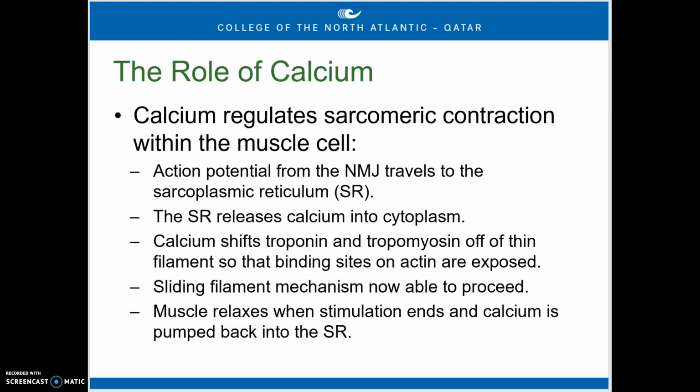So once the troponin and tropomyosin are moved, now we can have that sliding filament mechanism work. It can be active, and we can get contraction of the muscle. Now, when the muscle relaxes and it's no longer needed to contract, calcium is pumped back into the sarcoplasmic reticulum, and that'll prevent the myosin heads from binding to actin, and the muscle will relax and it'll elongate again.